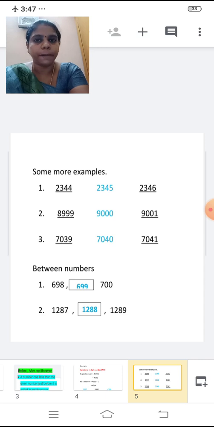So, one more example. 1287, 1289. What number comes between these two numbers? Yes, 1288 comes between 1287 and 1289.